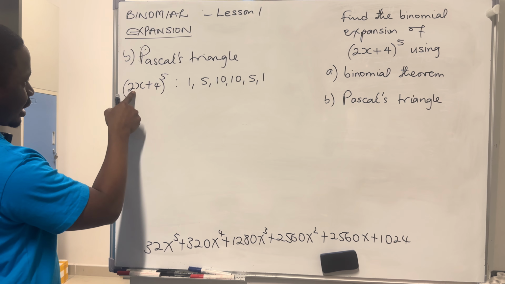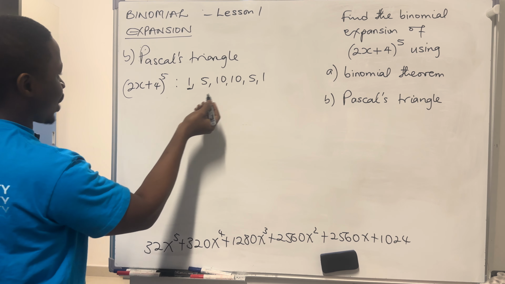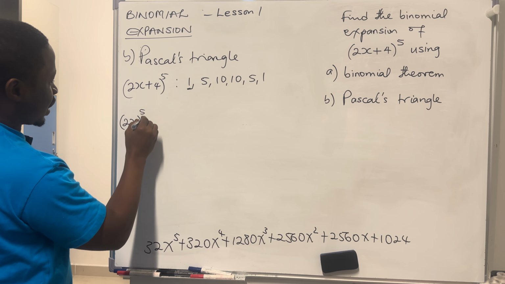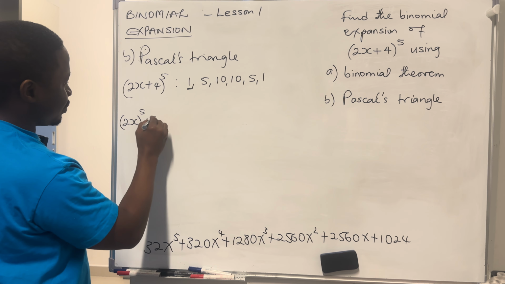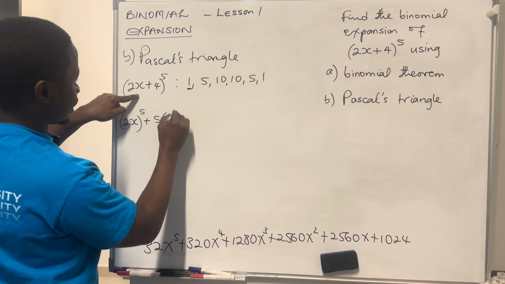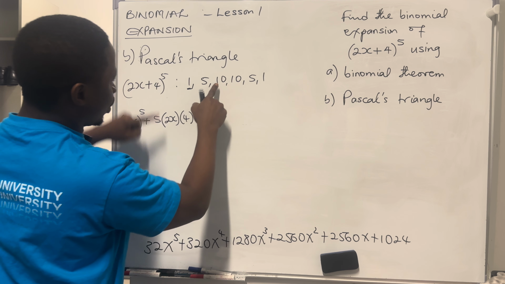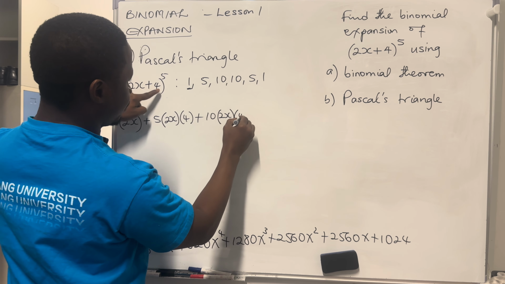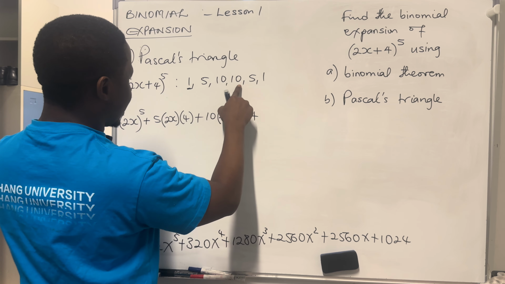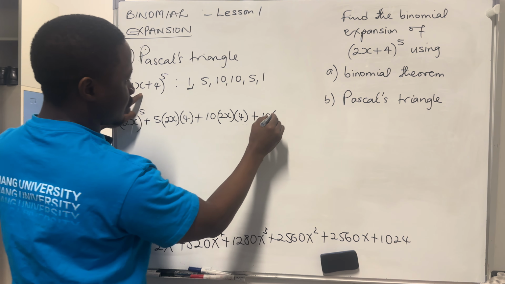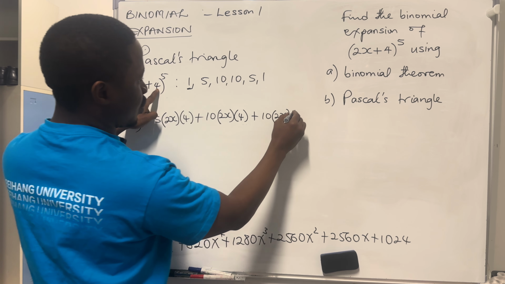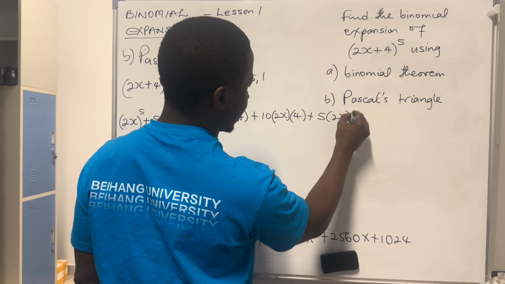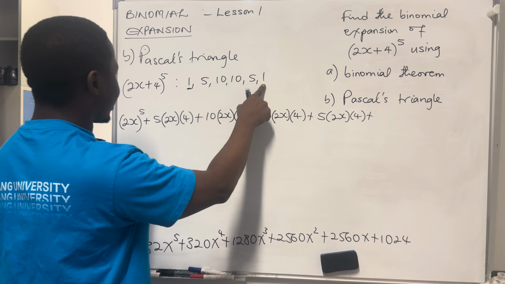We have 2x here, but because the coefficient is 1, we don't consider it. So let's say 2x power 5 plus what is next, 5, we say 2x, we say 4. The next is 10, 2x, 4. The next is 10, 2x, 4. The next is 5, 2x, 4. The next is 1, we take only 4.